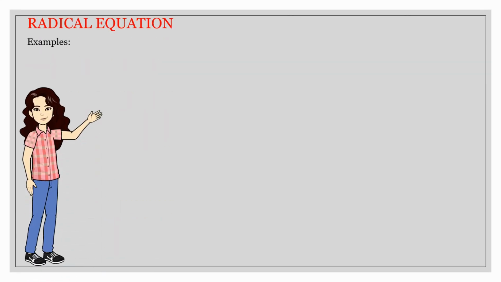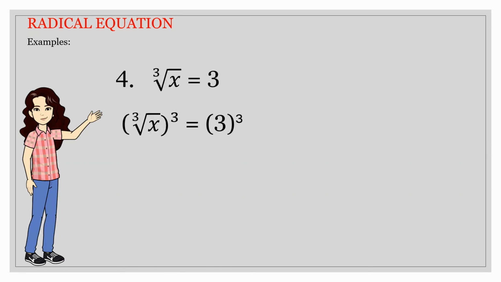Okay, so we have the next example, number 4. We have cube root of x is equal to 3. So your index is 3. You need to raise both sides to 3. So cube root of x raised to 3, then 3 cubed. Then cancel the cube root and the exponent of 3. So we have x is equal to 3 times 3 times 3, and that is 27. So that is the solution.